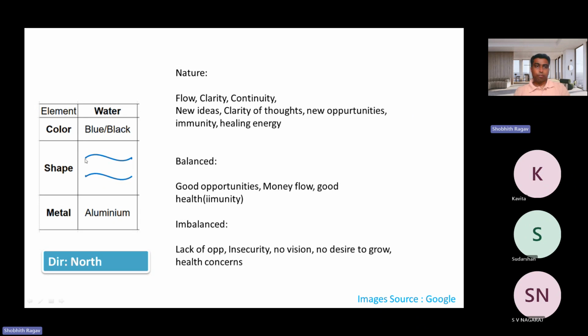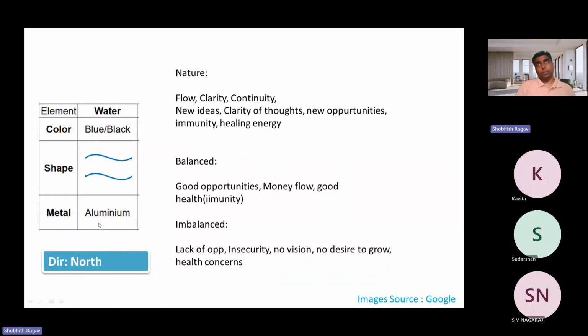So then shape. If you see anything as a wavy shape, it corresponds to water, because you have seen the waves on the water are like this. Some people would have done paint textures like these wavy textures on the wall. That will correspond to water element. Maybe some artifacts or interior decoration items, if they are in this wavy shape, then it corresponds to the water element.